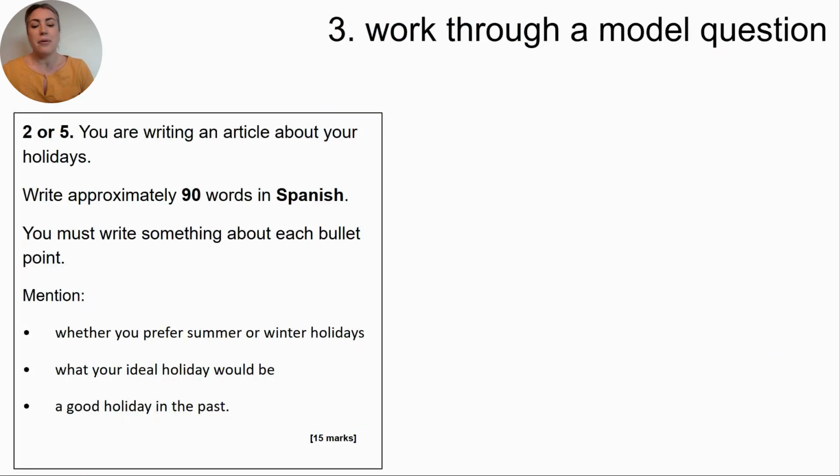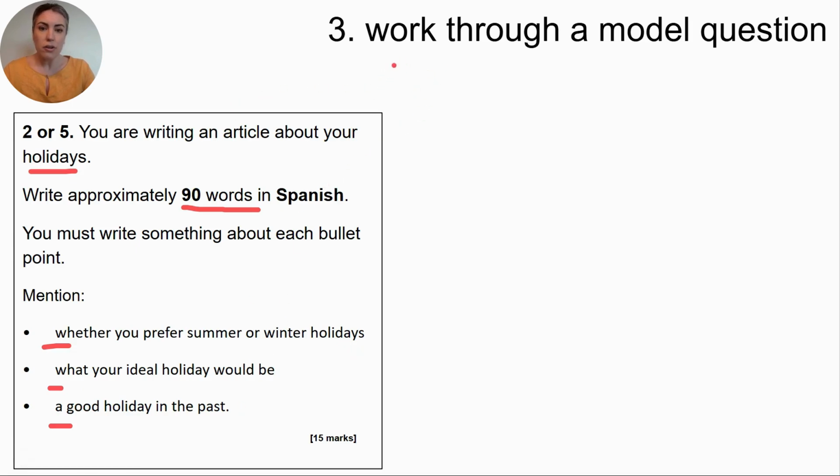Now the next bit is let's work through a model question. Again, we went through the model question. You have to write about your holidays, 90 words minimum, and then do these three bits. It's really important that we cover all three. So I'm going to give you a model answer that I came up with in fairly easy language, and I'm going to start with the first paragraph: whether you prefer summer or winter holidays.